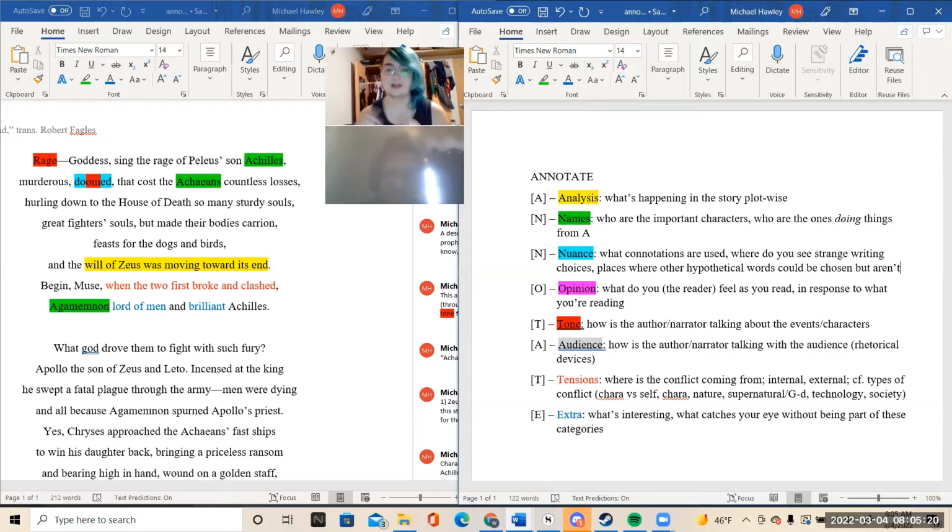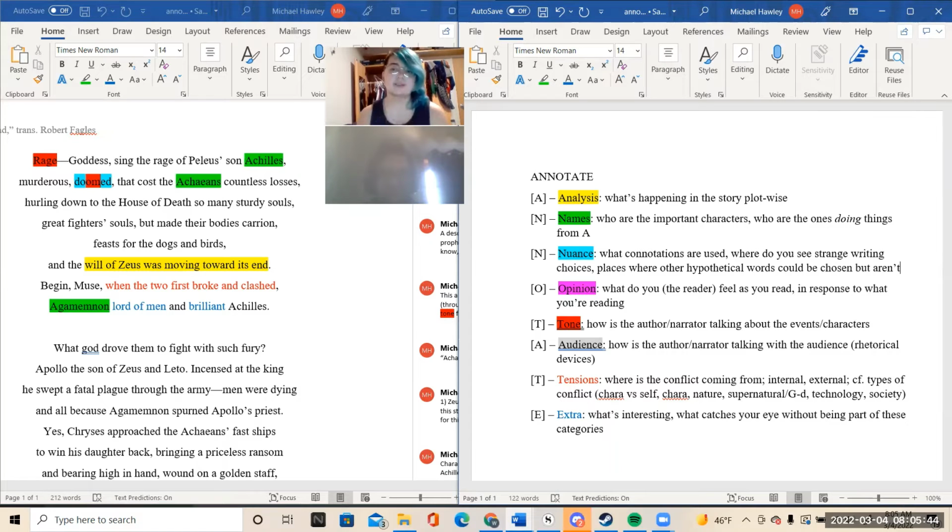Nuance, connotations, places where the writing feels important. Opinion, what do you think about what's going on? Because writing is only partially what the author intends to say, and is also incredibly what you are receiving from the text.